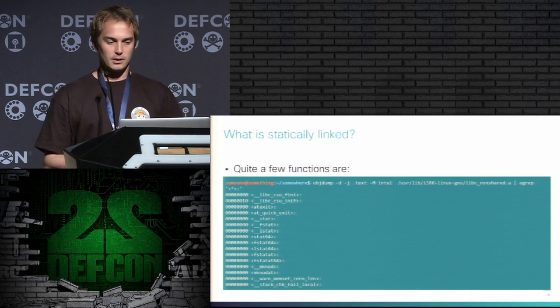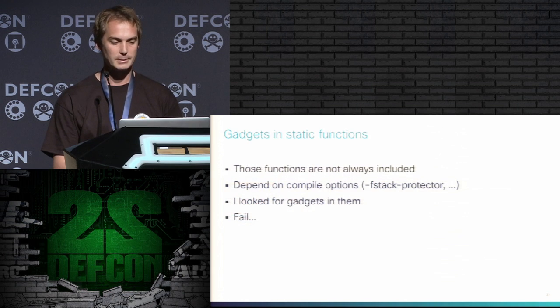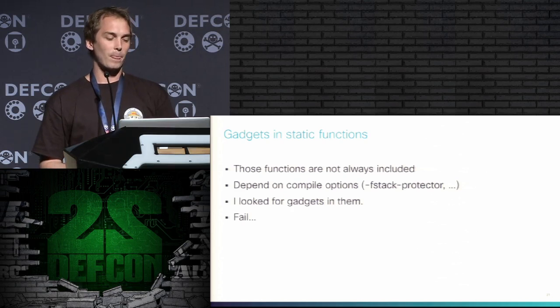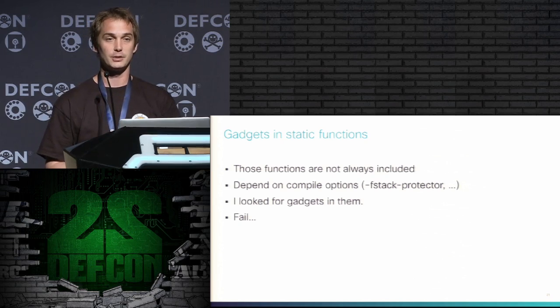If you look at that, there's quite a few functions in there which you could possibly use. If you use them, they will be statically linked into your program, meaning that those gadgets will be at fixed addresses if PIE is not enabled. The problem I had is that those functions are not always used. They depend on various compilation options and linking options.